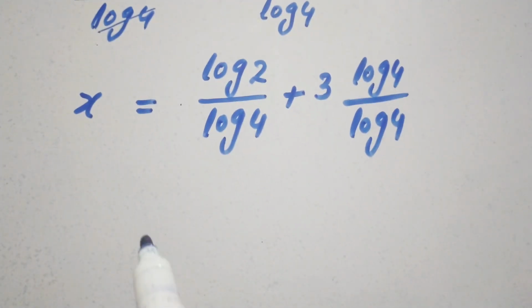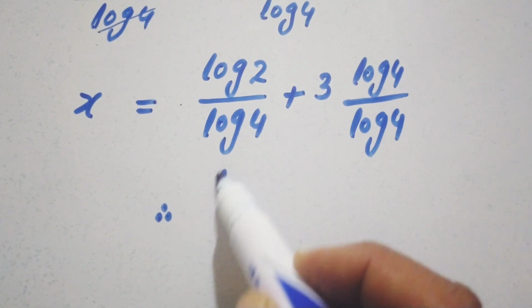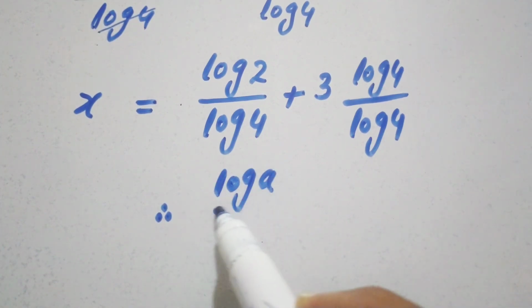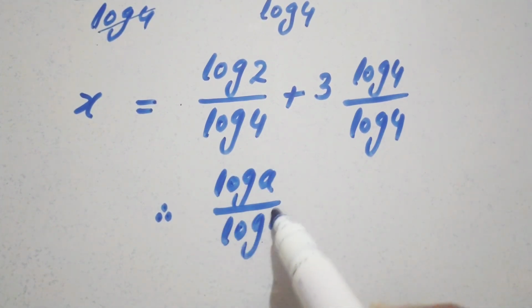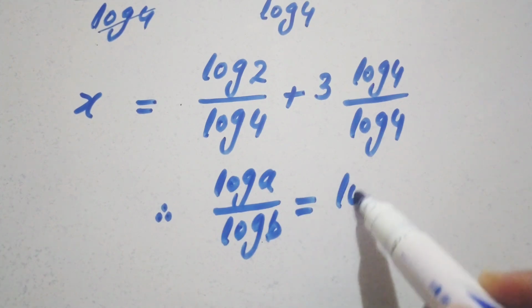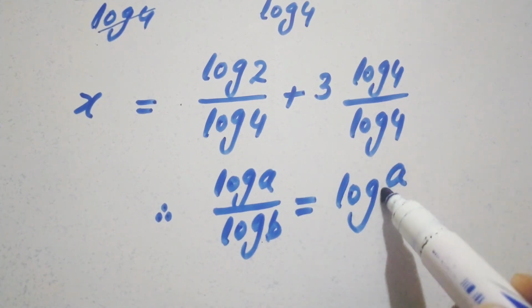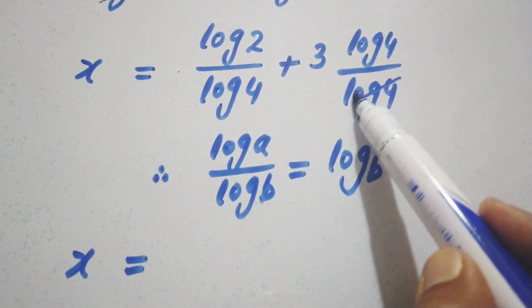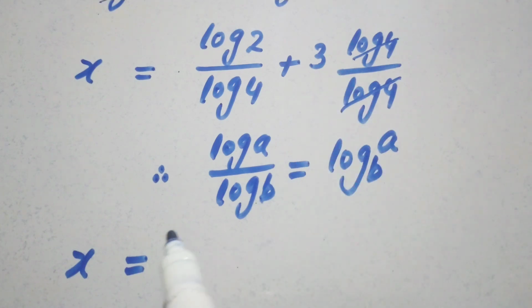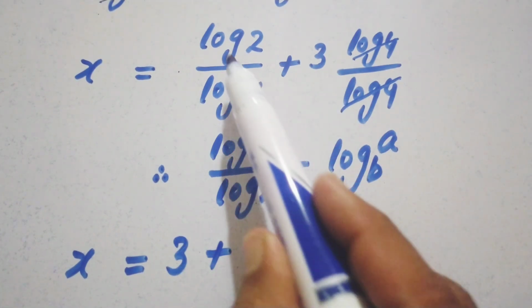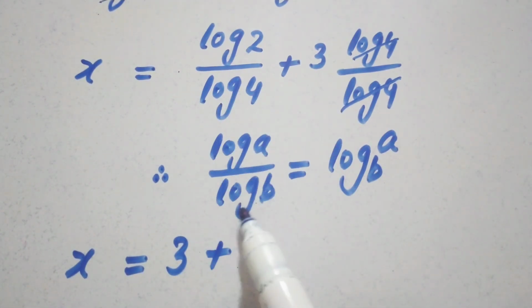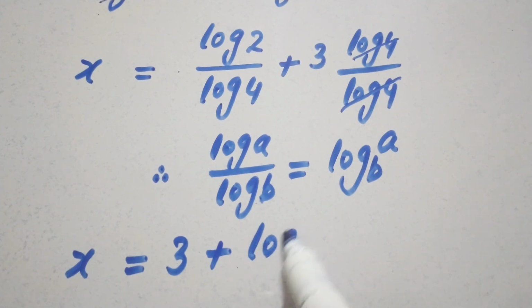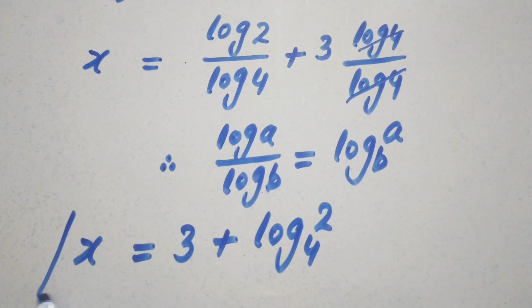Another logarithmic property: if we have log of a divided by log of b, then this is equal to log of a to the base b. So x is equal to, first we write this, log of 4 and log of 4 cancel out, 3 plus log of 2 divided by log of 4, we use this property here. So this will become log of 2 to the base 4. This is the value of x.